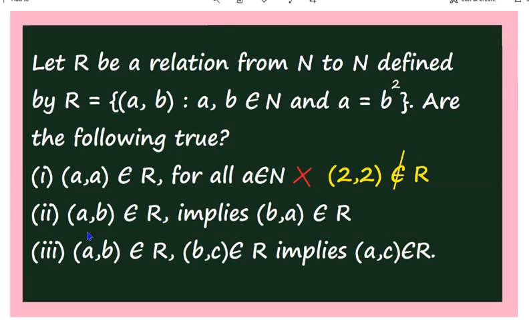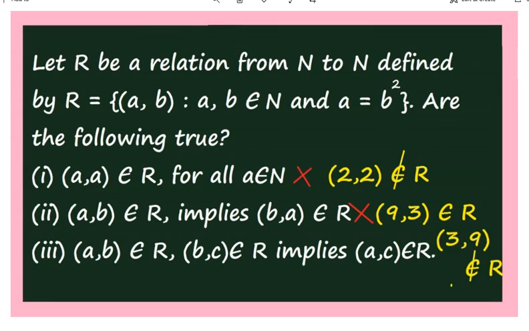Similarly, you can check whether the second result holds. Here, (a, b) belongs to R, whether (b, a) belongs to R. You can give an example and analyze. You can see here, it is also not true. The reason is (9, 3) belongs to R, right? 9 equal to 3 square. Whether (3, 9) belongs to R? No, because 3 is not equal to 9 square, and (3, 9) does not belong to R. Here this result is false. (a, b) belongs to R implies (b, a) belongs to R is a false statement.